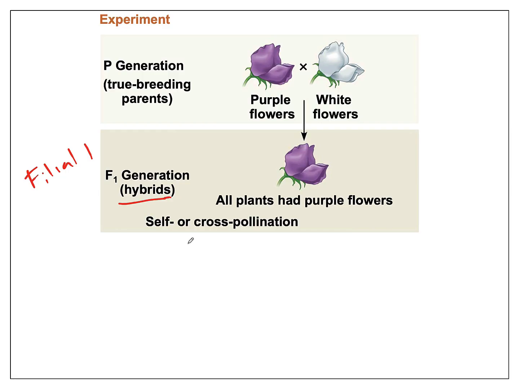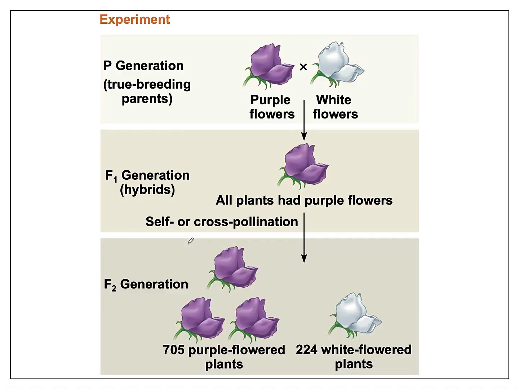Mendel didn't know this. So Mendel had this question at this point: is the white gone? Did purple completely erase it? If I mate this plant again, will I see white? What happened to the white? The next generation is called the F2 for filial 2, where he mated this with itself. So this is self or cross-pollination between all of these individuals. So it's mating either with itself or with its siblings.